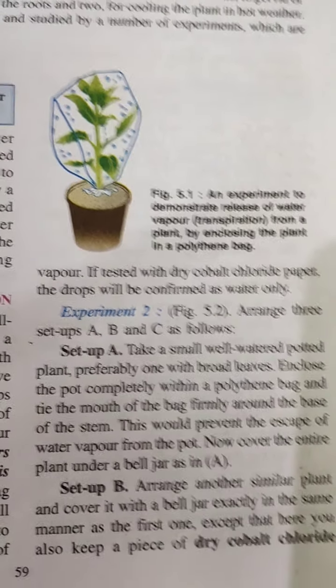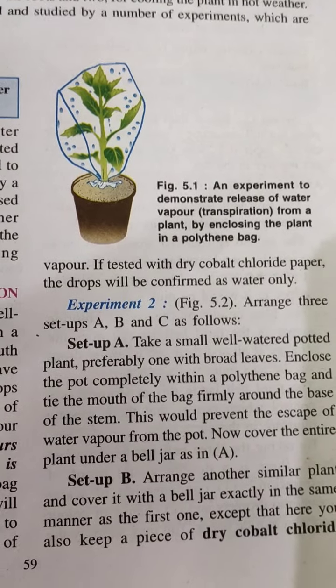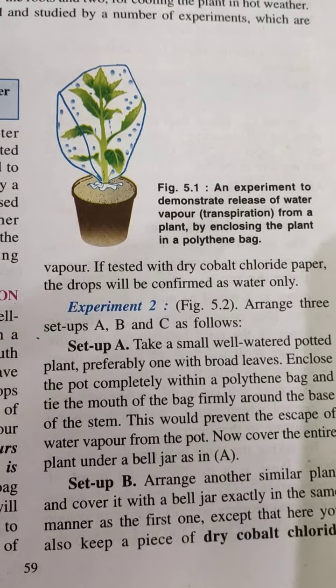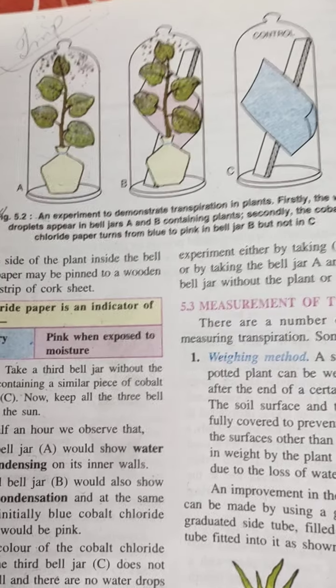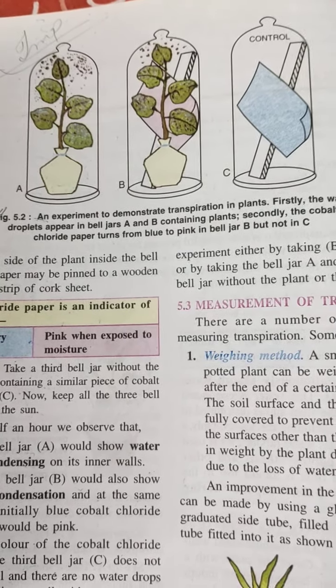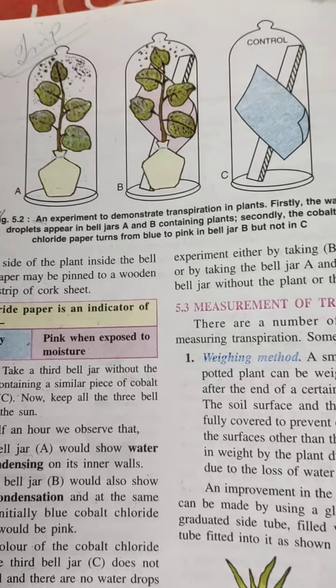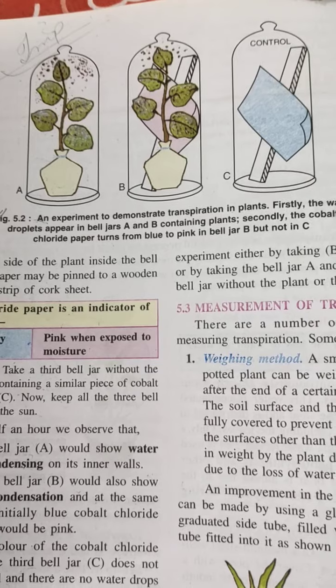Now, experiment number 2. Arrange 3 setups A, B and C. We'll see in the next figure. Wait, I'll show you the figure first and then we'll demonstrate the experiment. See students, this is the setup of the next experiment, that is A, B and C. As we can see, they have taken bell jars. We call these jars bell jars, A, B, C, and we have kept the cobalt chloride paper also, which is originally blue in color, and it is converted to pink color when it comes in contact with water.